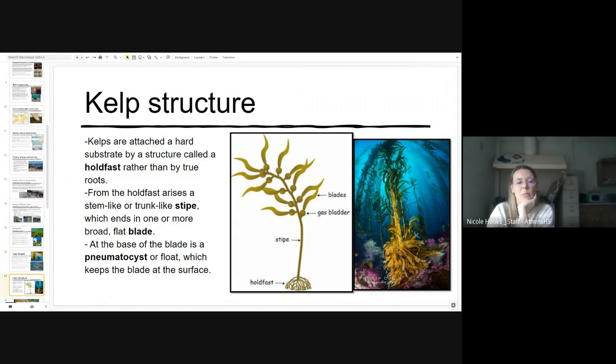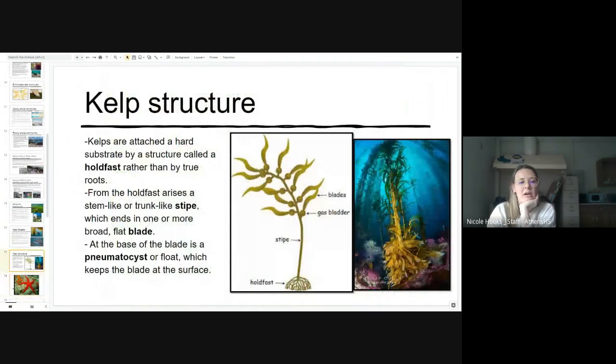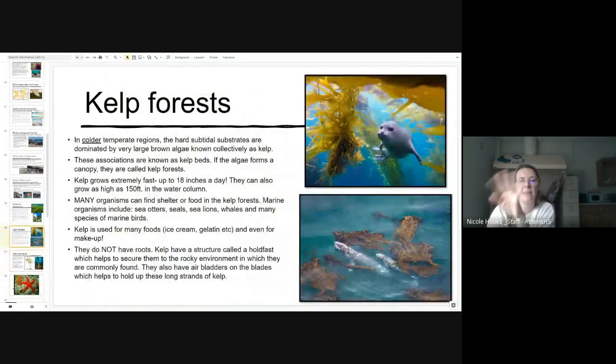Okay, so that's what the kelp looks like, and they're super important for our environments, and they produce quite a bit of energy and some protection as well.